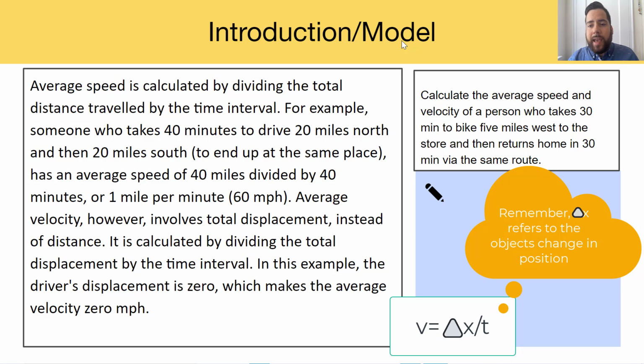So let's go ahead and calculate the average speed and velocity of a person that takes 30 minutes to bike 5 miles west to the store, then returns home in 30 minutes via the same route. Again, let's calculate both average speed as well as the velocity.